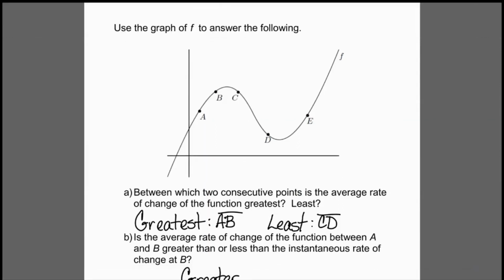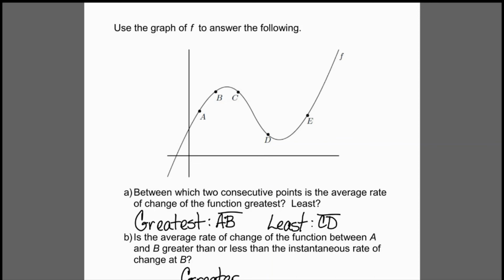So part A, it says, between which 2 consecutive points is the average rate of change of the function the greatest, and then also the least. So average rate of change is just secant slope, slope between 2 points. You can see that if I use A and B, that's the steepest positive slope I have. It's going to be the least, the lowest number, if I have the steepest negative slope that I can find, which would be points C and D.